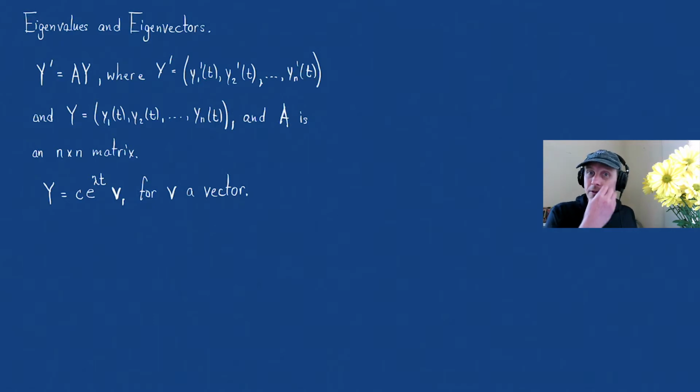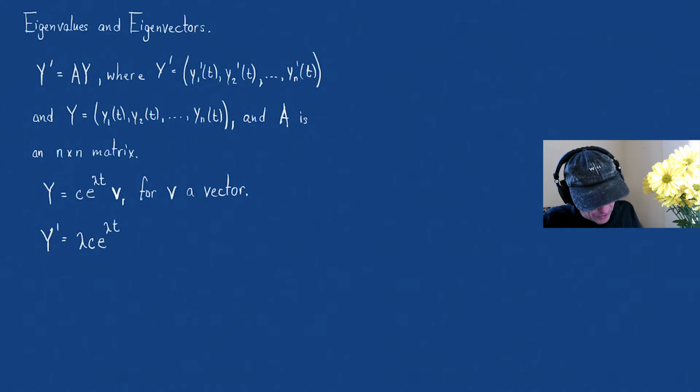Okay, now let's see how this works. If that's y, that solves it, then this means that y prime would equal lambda times c times e to the lambda t times my vector v. Well, what else does this mean? This also means that if I take A times the vector y, well, what does this give me? What we've discovered is that this gives me what we called an eigenvector.